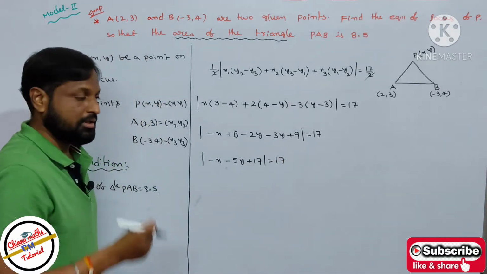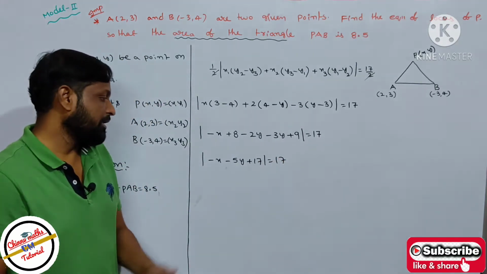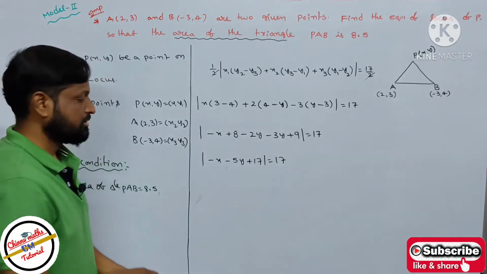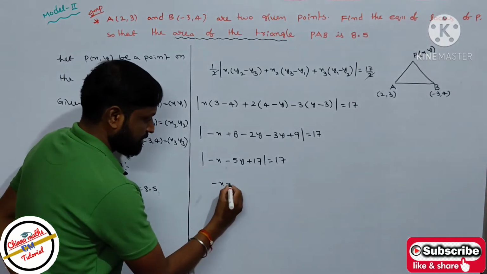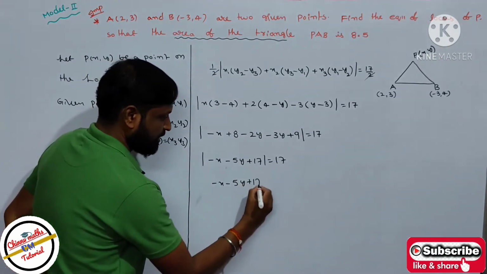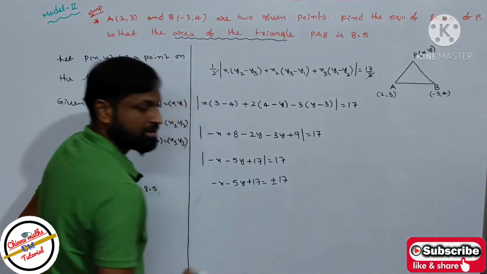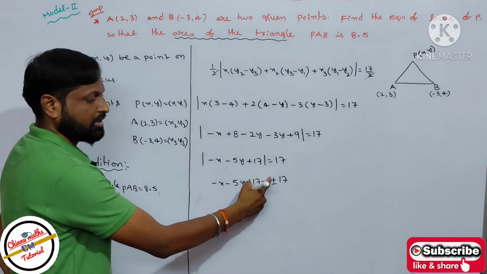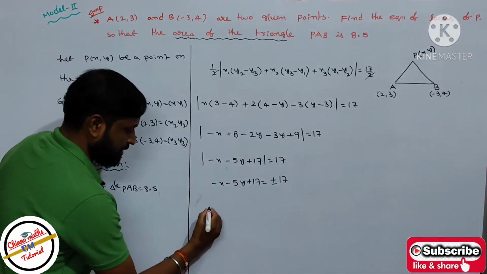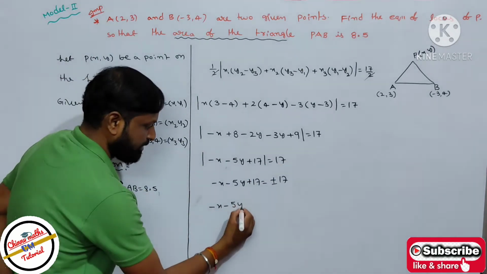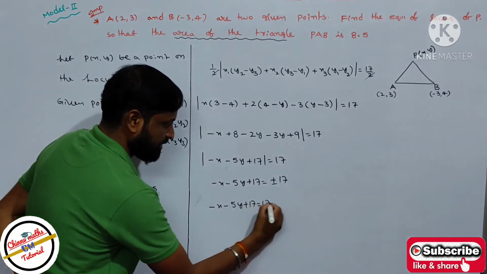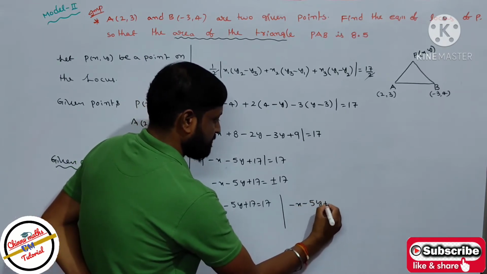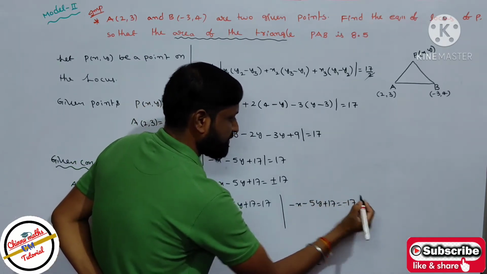Here one thing is important: if you remove the modulus, you must write plus or minus on the right side. So then minus x minus 5y plus 17 equals plus or minus 17. Here we have to take two cases. One case you take plus 17, another case you take minus 17. So minus x minus 5y plus 17 equals plus 17. Another case is minus x minus 5y plus 17 equals minus 17.